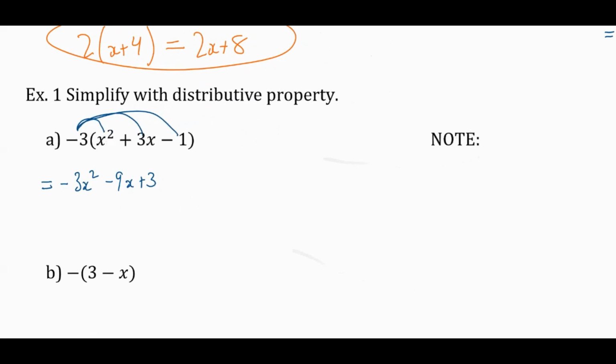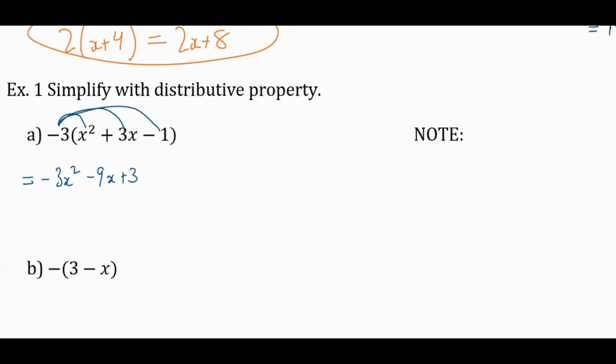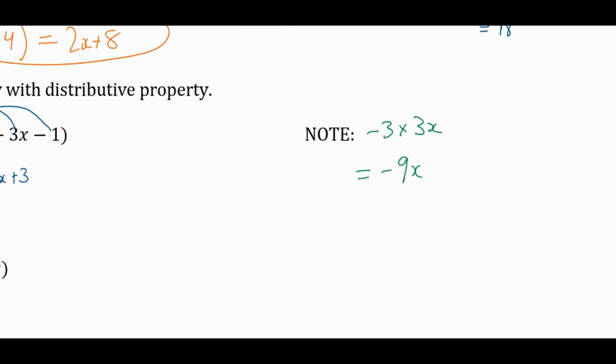So there's a little note that we might want to make over here, and that is, how did we get the negative 9? Because we haven't done this yet. When I do negative 3 times 3x, that's negative 9x. So you multiply the coefficients. Remember that word.